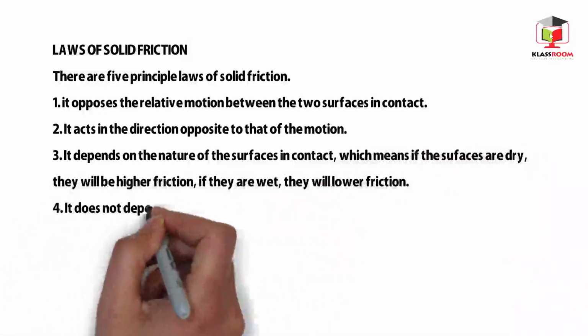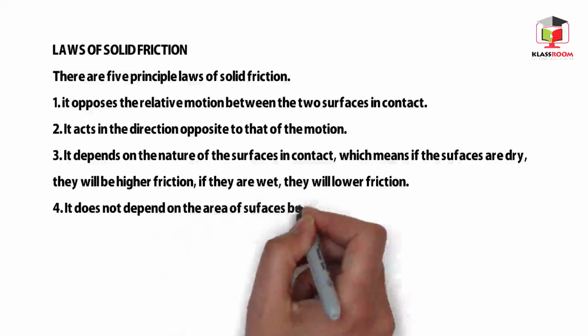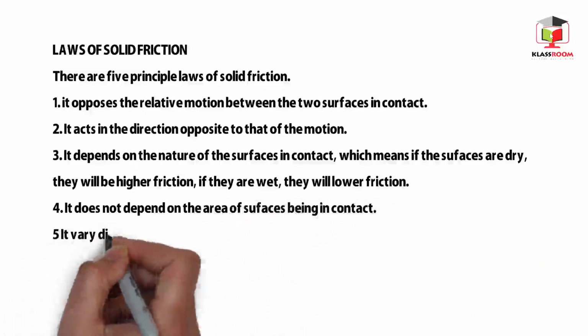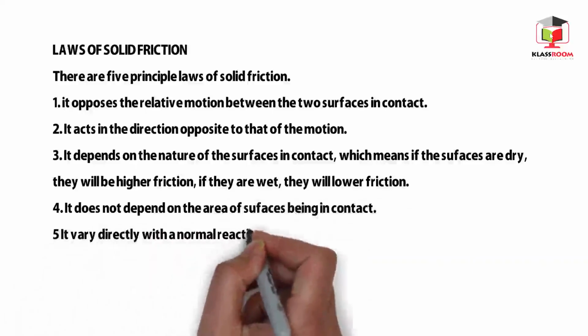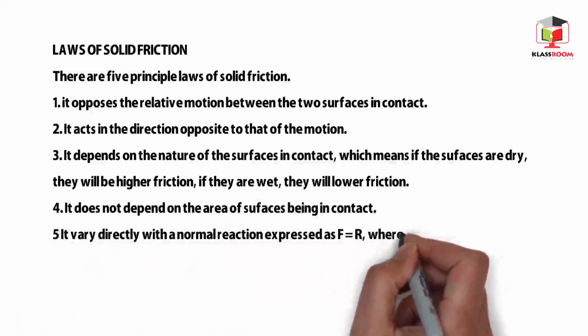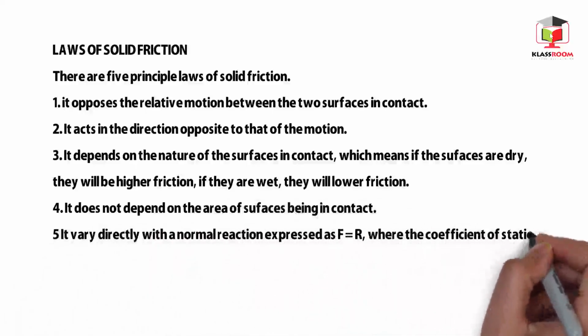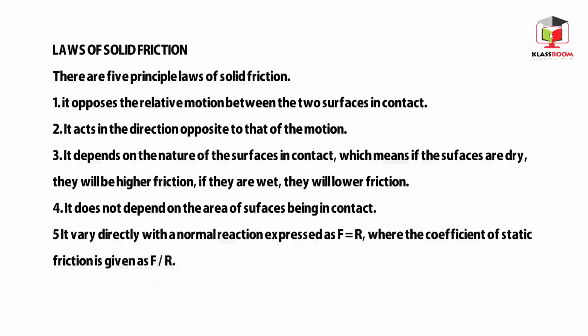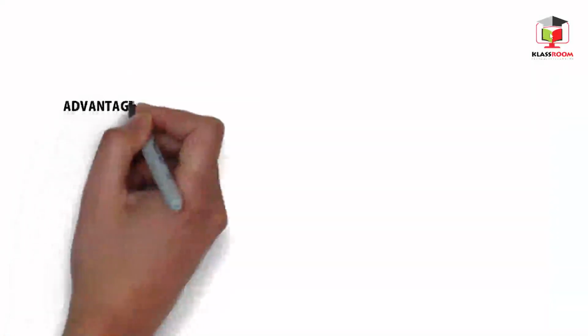4, it does not depend on the area of surfaces in contact. 5, it varies directly with the normal reaction, expressed as F equals μR, where the coefficient of static friction μ is given as F over R. Advantages of friction.